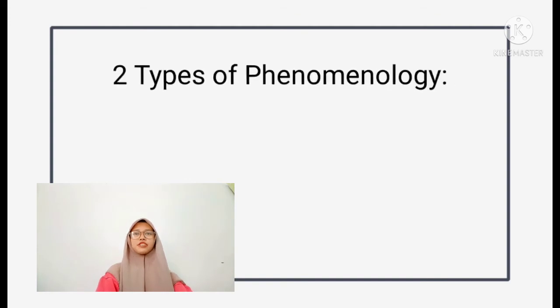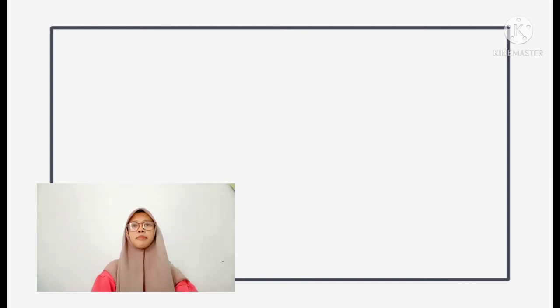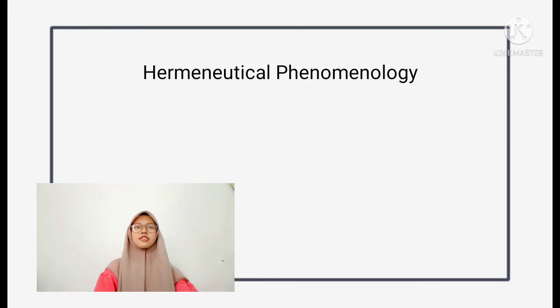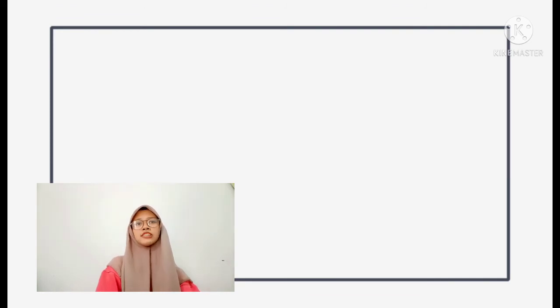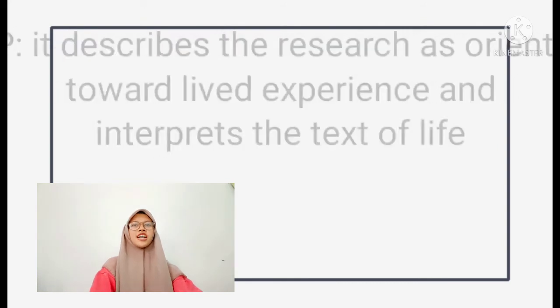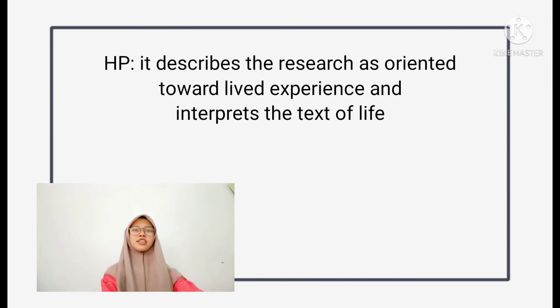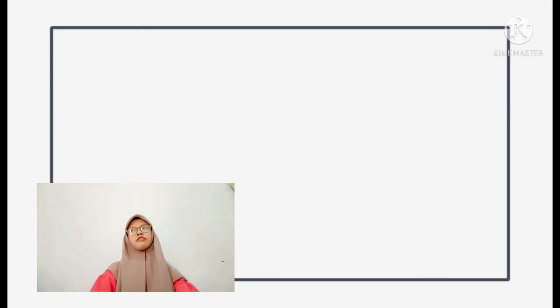There are 2 types of phenomenology. The first type is hermeneutic phenomenology, and the second is empirical, or we can say transcendental, or we can also say psychological phenomenology. So what is hermeneutical phenomenology? It describes research as oriented toward life experience, or it interprets the text of life. Like I have said before about the description, phenomenology is not only a description, but it is also seen as an interpretive process in which the researcher makes an interpretation of what they have researched.